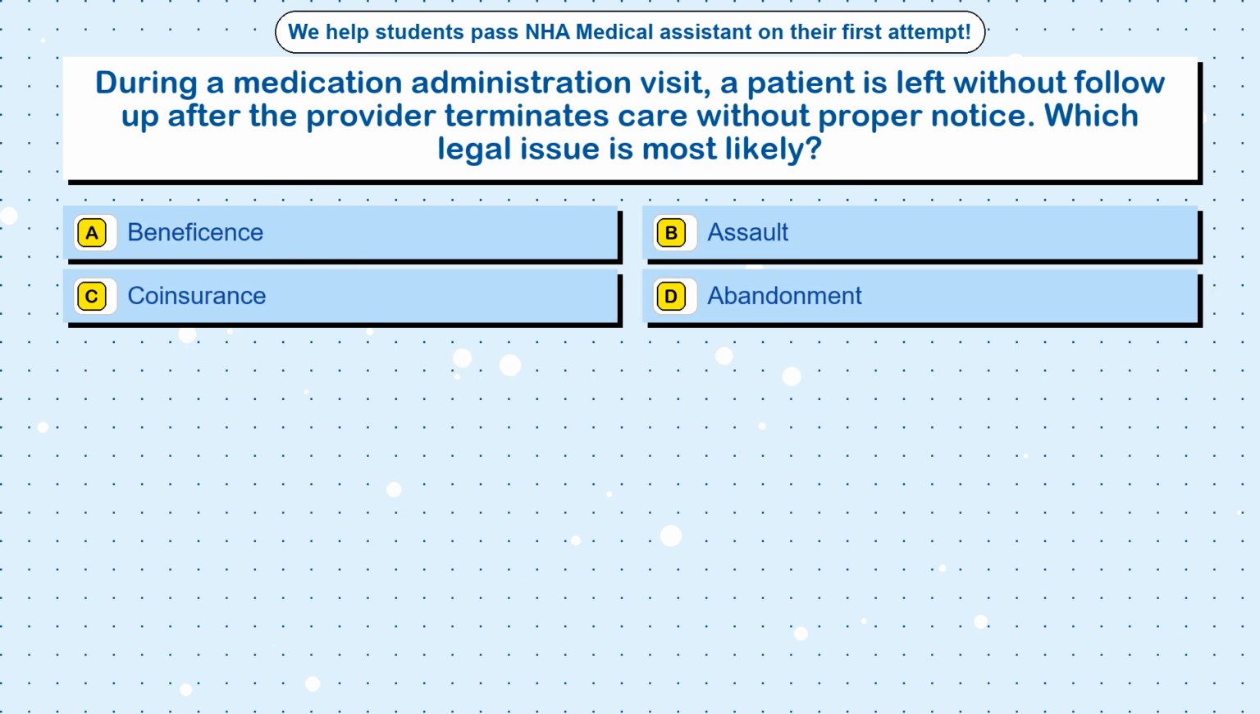Question 26. During a medication administration visit, a patient is left without follow-up after the provider terminates care without proper notice. Which legal issue is most likely? Option A, beneficence. Option B, default. Option C, coinsurance. Option D, abandonment.